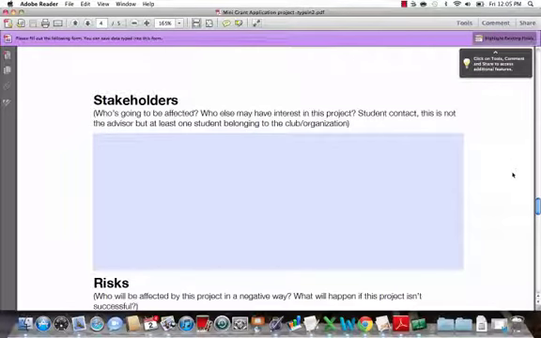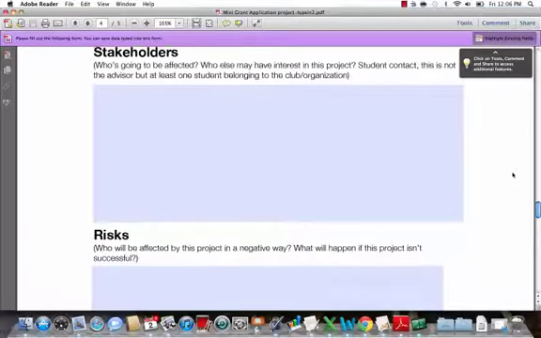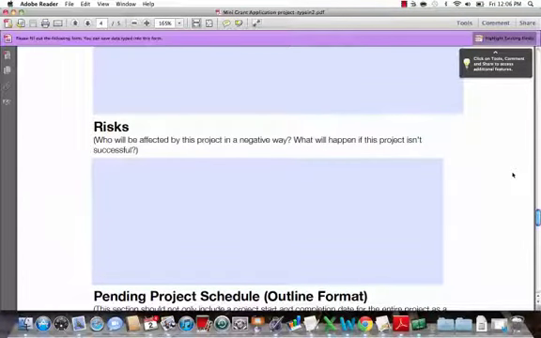And then you're going down to stakeholders, and who will be affected by this, who has the interest, and this is also extremely important because this is where we require your student contacts. This is extremely important for the student contacts because we are going to start requiring and enforcing that students be involved in this process. They need to know what's going on with this money. It's extremely important. And then we're going on to the risks. Who gets affected in a negative way? What happens if the project fails?